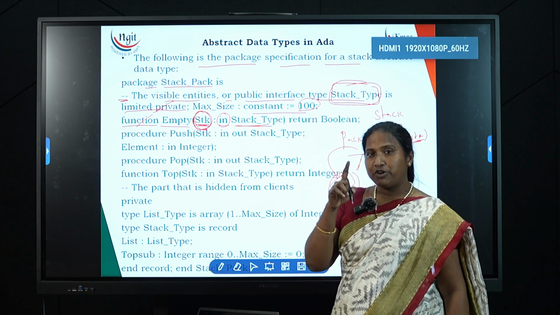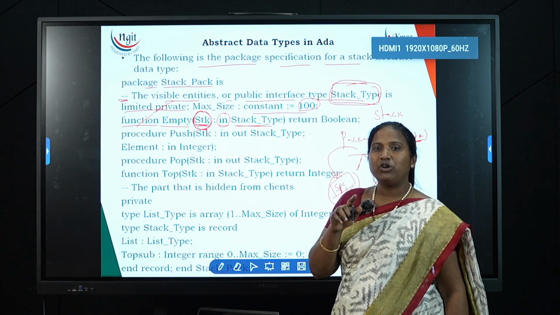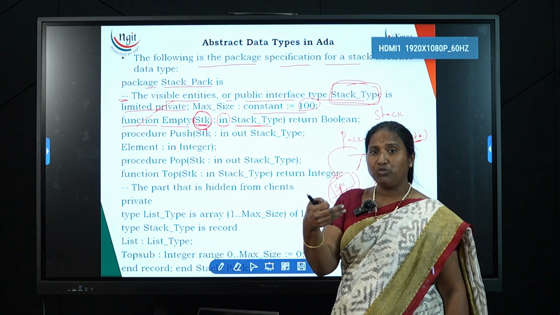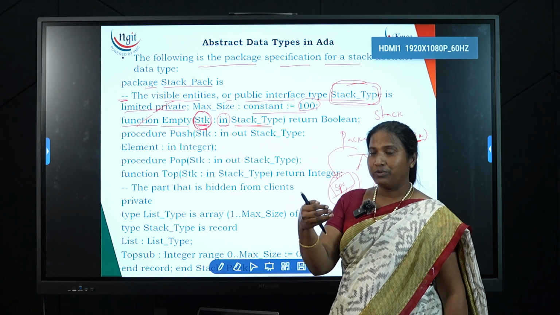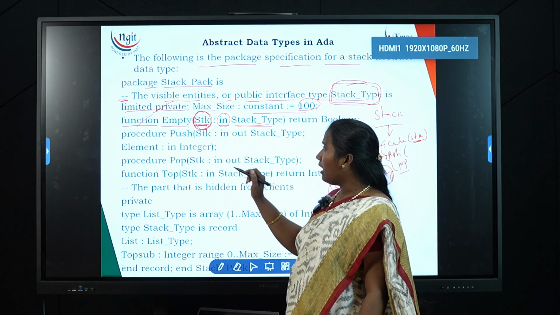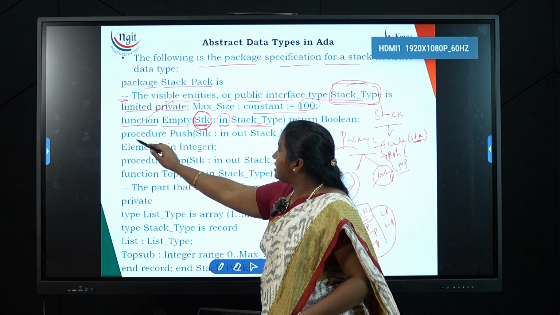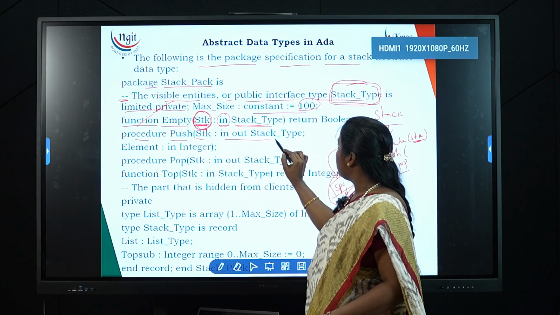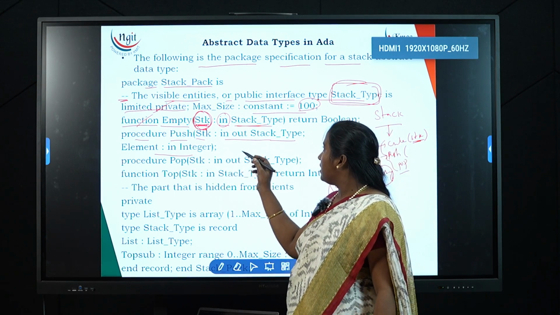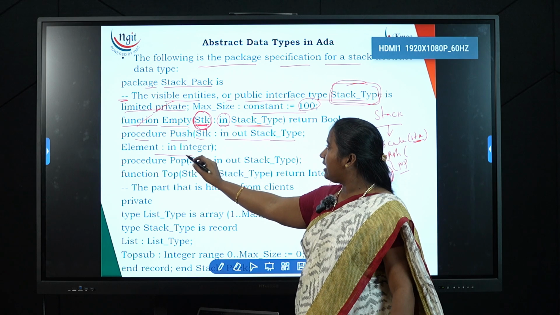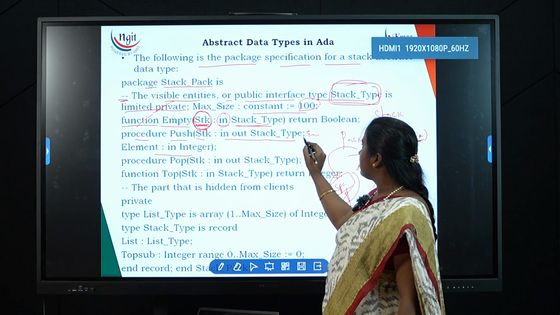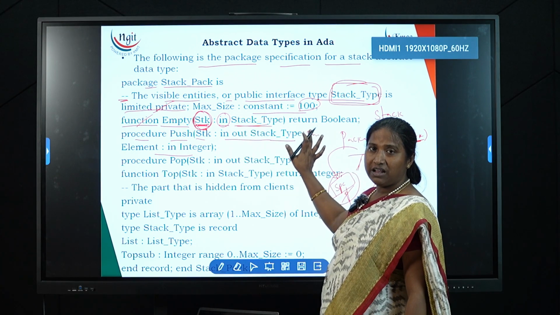Fine. We discussed function parameters. In the semantic model, there are 3 kinds: in mode, out mode, and in out mode. In mode is what? It will pass the value, correct? So we pass the value from actual to formal. And so we'll move to procedure push, STK in out stack type, element in integer. Now this is what it should actually become here. Basically we use this semicolon here between the parameters in the function.